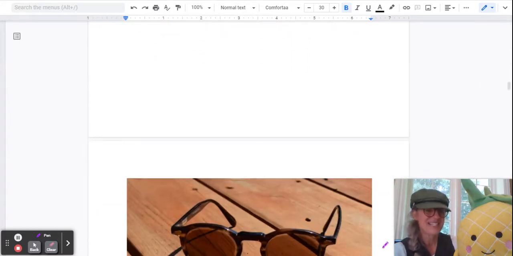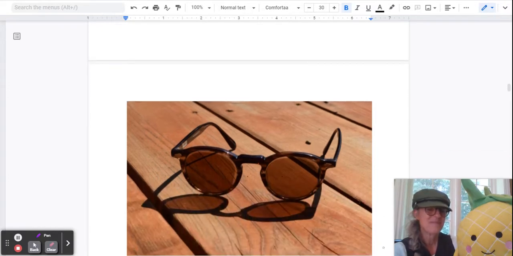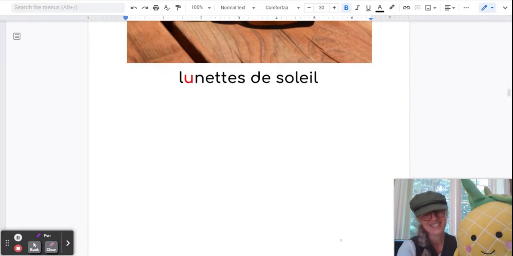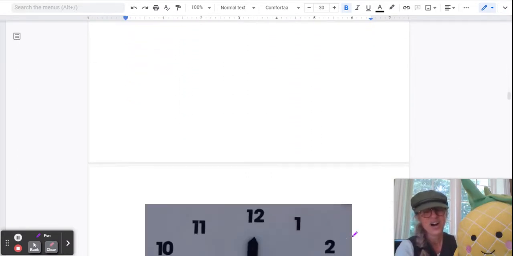Do you remember this object? This one begins with the L sound. L, L, L. Lunette. Lunette de soleil. Good job. Let's keep going.